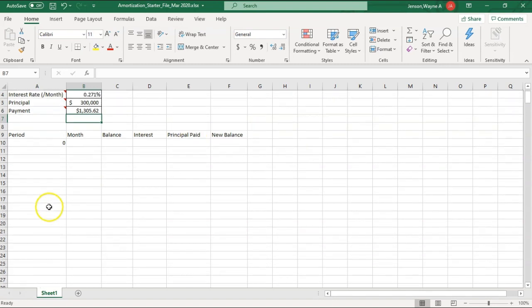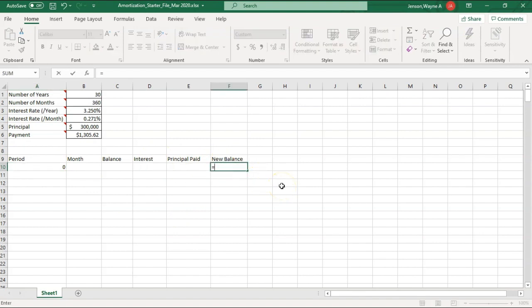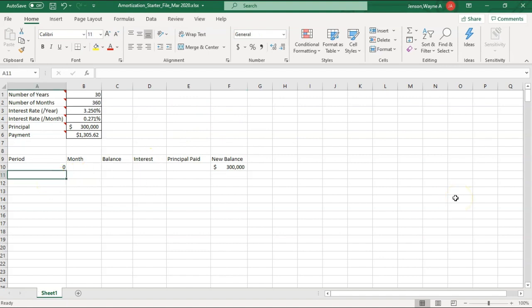Now we're going to fill out our amortization table down at the bottom here. And in A10, you've got the first period already filled out, which is period 0. And our new balance in this case is going to be equals whatever the principal was. So we can do that. Okay. And then we're going to have 360 periods, so we can just put in a formula here. So we're going to start with the equal sign, and we'll make it equal to A10 plus 1. So we're just going to increment it by 1.